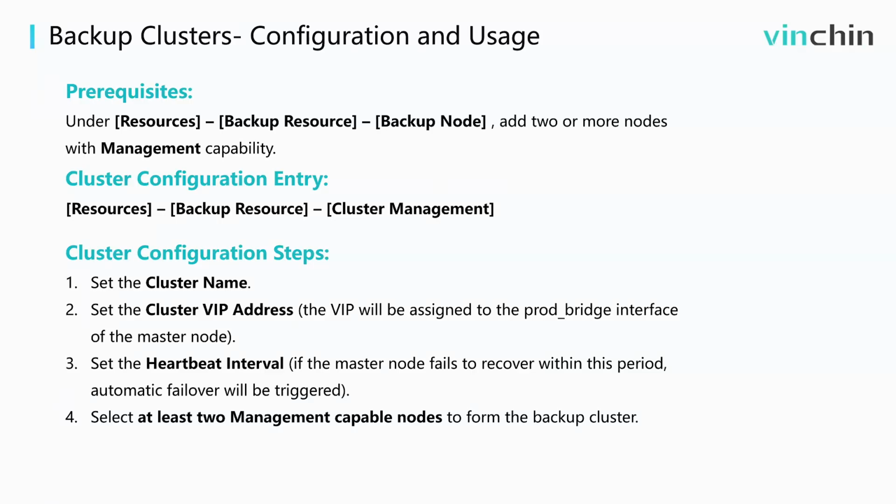Here are the configurations and usage. For the prerequisites, you can go to this node menu and add two or more nodes with the management capability. And the cluster configuration entry is also in this backup resource cluster management; this is the path. And for the cluster configuration steps, you need to set the cluster's name, cluster VIP address, set the heartbeat interval, and select at least two management capability nodes.